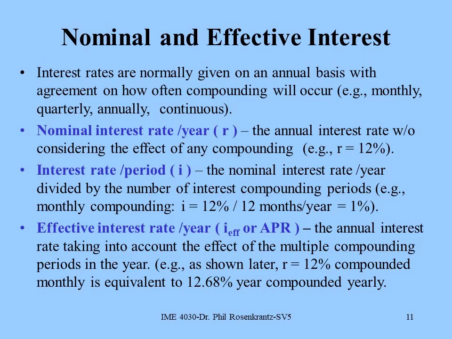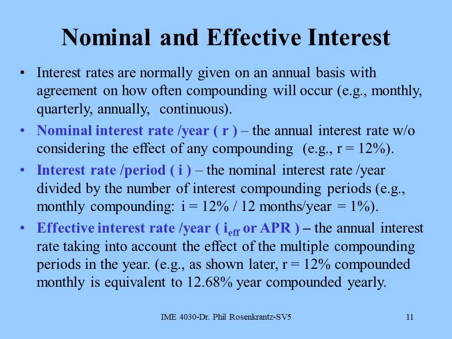So let's go through these. The nominal interest rate, R, is the annual interest rate without considering the effect of any compounding. So we could say a nominal interest rate is 12%. The interest rate per period, we use the letter i for that. That's what we use in our course. It is the nominal interest rate, R, divided by the number of compounding periods in a year. So for example, if we have a nominal interest rate of 12% and we have monthly compounding, well, there are 12 months in a year, so our periodic interest rate would be 1%. So i is equal to 1%.